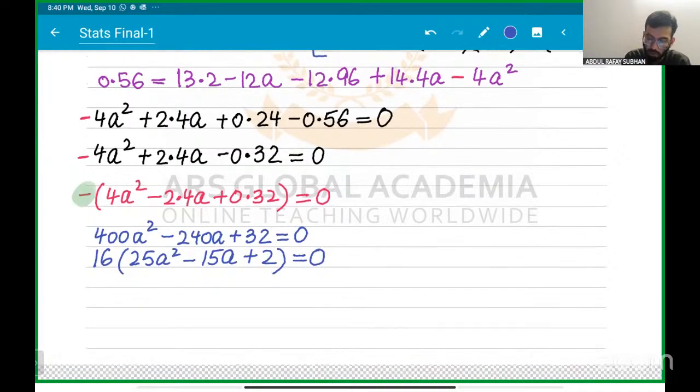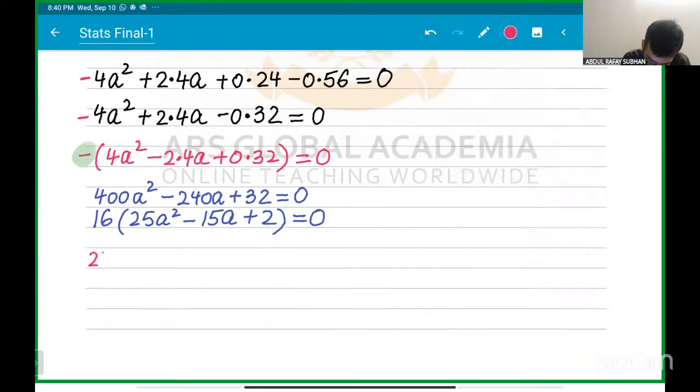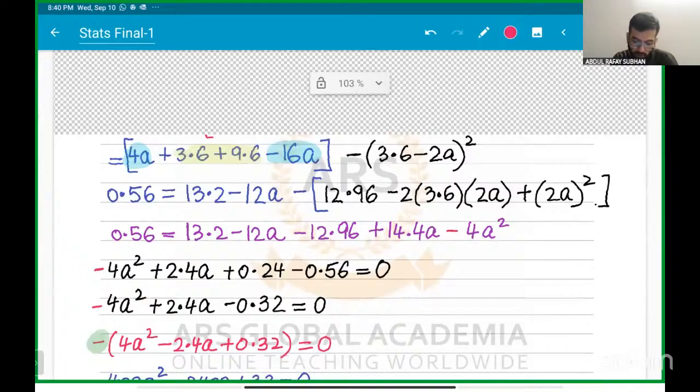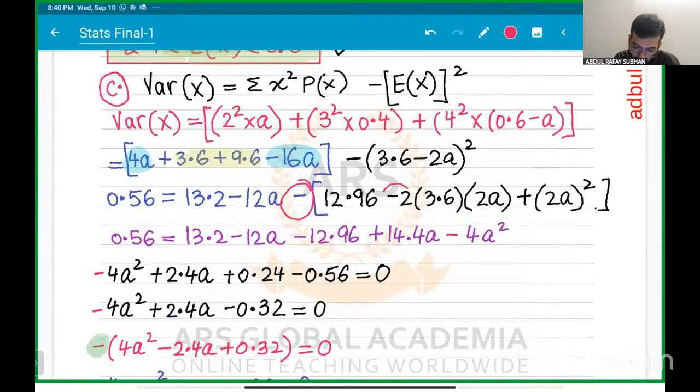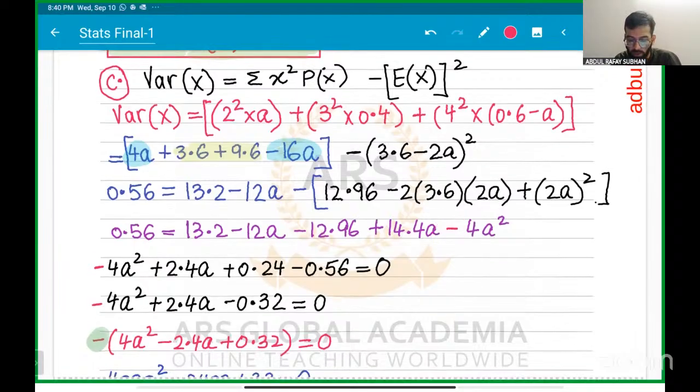And now things will work out easily. It will be 25a square minus 15a plus 2. Values were correct. It's just the signs were different because this minus, I multiplied with this minus, got it positive, but this is a silly mistake that we did. Minus plus will become minus. Okay, students, everyone got the mistake? I put it in the red color. It's a calculation mistake. Is everyone following?